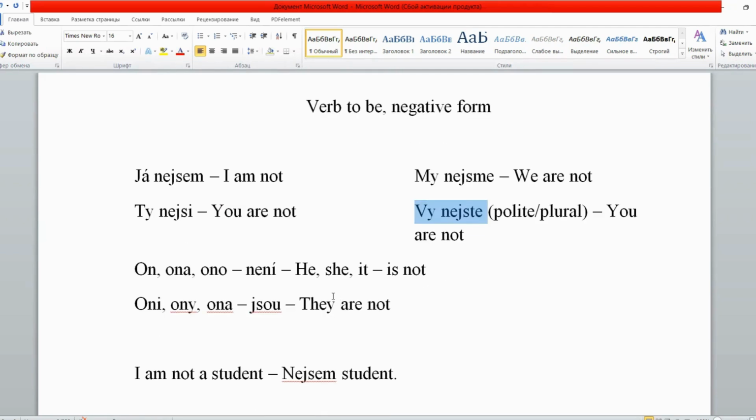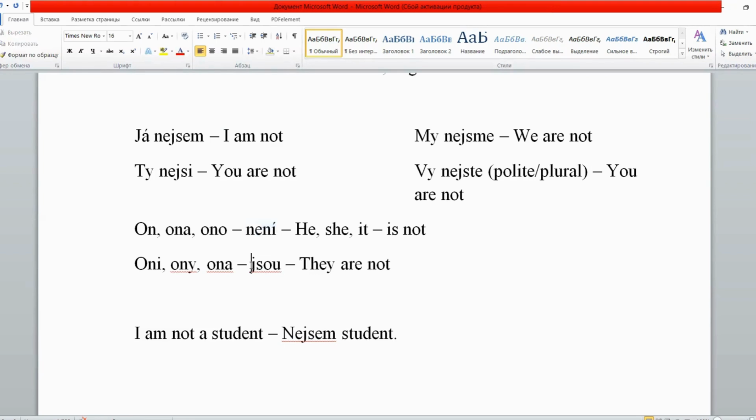What about he, she, it, isn't? In Czech, we use the specific version není. It's very important, this is the basis of the Czech language in negative form. This is a very specific form that you must remember forever. Není. On, ona, ono. Není.